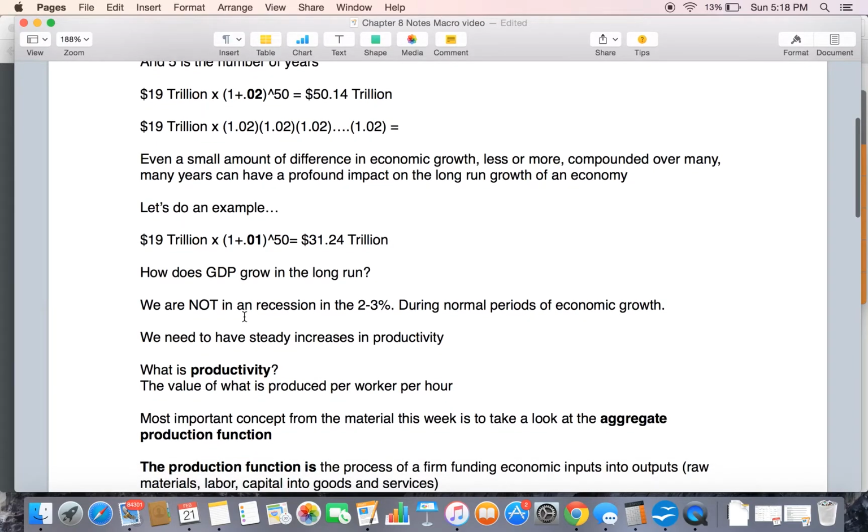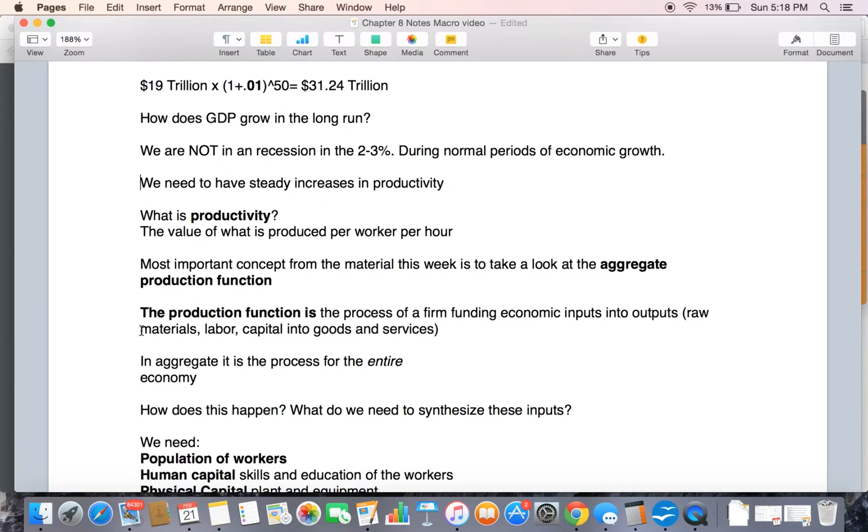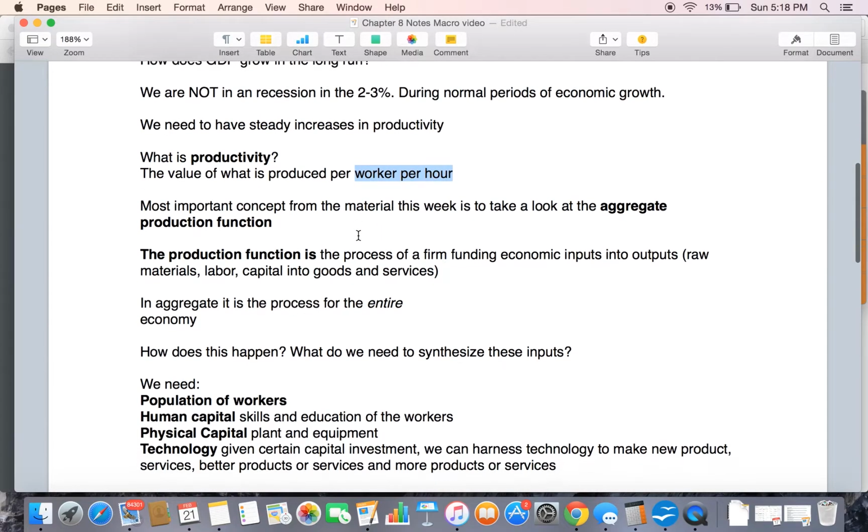Why does that happen? Well, the main reason is due to increases in worker productivity. So productivity is defined as the value of what is produced per worker per hour. So increases in productivity mean more can be produced per worker per hour. So we need to quantify what is produced in some time frame, and when we see that more is being produced in the same time frame, we have increases in productivity. And so where do these increases in productivity come from?